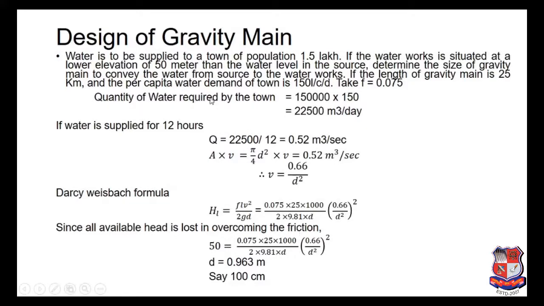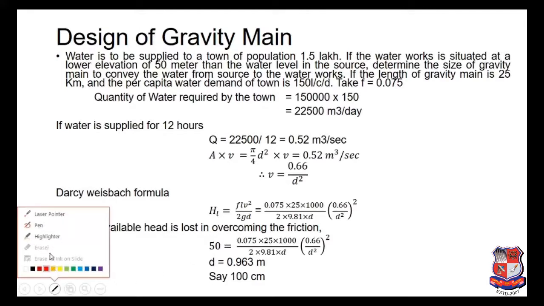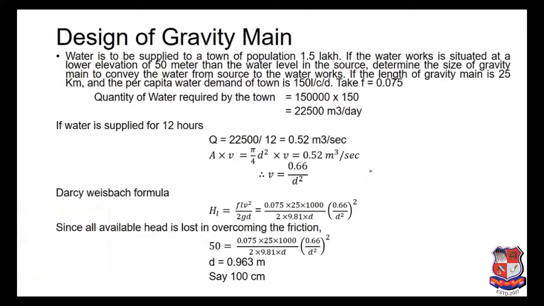Now since all available head is lost in overcoming the friction, since this is the gravity main, that means the 50-meter head which is available at the source is lost in overcoming the friction, right? So basically, if we say this is the source, and this is treatment plant, here WTP is located, and here this is the source. So here 50-meter head is available, right?